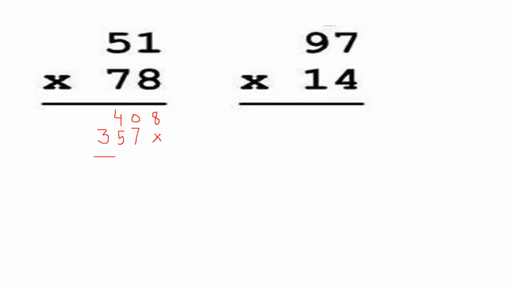Now children, you have to add these products, the products of ones and tens. Now there is no number below 8, so write directly 8 here at ones part. Then 0 plus 7 is 7. Now 4 plus 5 is 9. And there is no number above 3, so you can write it directly, 3. So what is your answer? 3978.